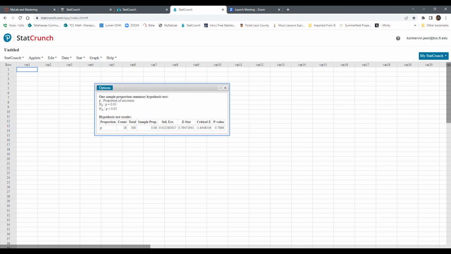Let's compare to what we had earlier. Well, let's talk about it before I go to the notes. Notice that your p-value is 0.7866. This is greater than alpha. If it's greater than alpha, that means do not reject H0.